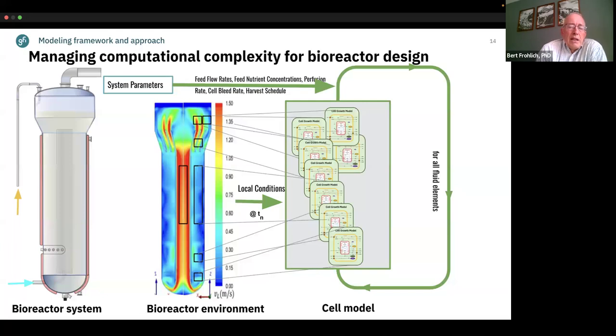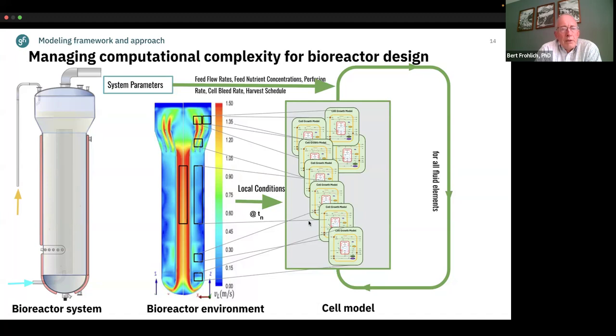So on the next slide, the reason that we showed the cell model inside the other 2 layers is because the cell model was going to have to be executed, from the modeling sense, many, many times. So if you have a computational fluid dynamic model of the reactor, which is in the middle, that represents the bioreactor environment, for every fluid element and for every time increment, you'd have to run the cell model if there's in fact a different environment in the reactor. So it's going to be computationally quite complex.